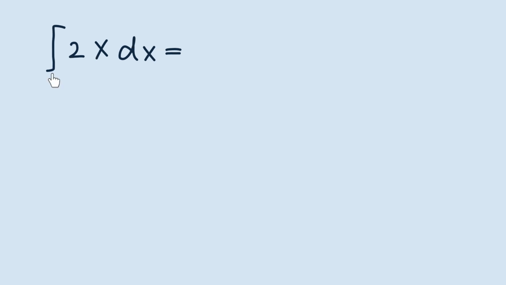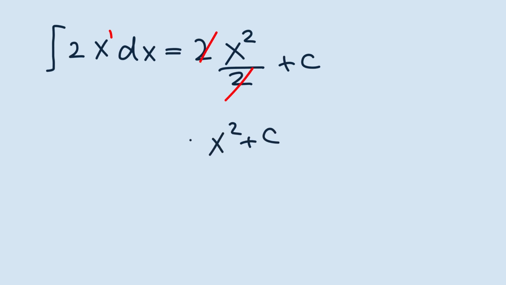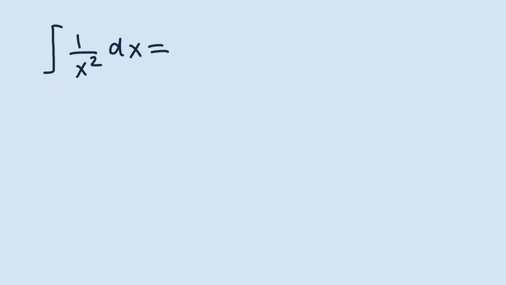What about this question? Integral 2x dx. Now here we have an invisible 1, so we will use the same technique. So it will be 2x to the power 1 plus 1 is 2, and divide by that, plus c. Now this will cancel out, so the answer will be x squared plus c. Try to solve this question.